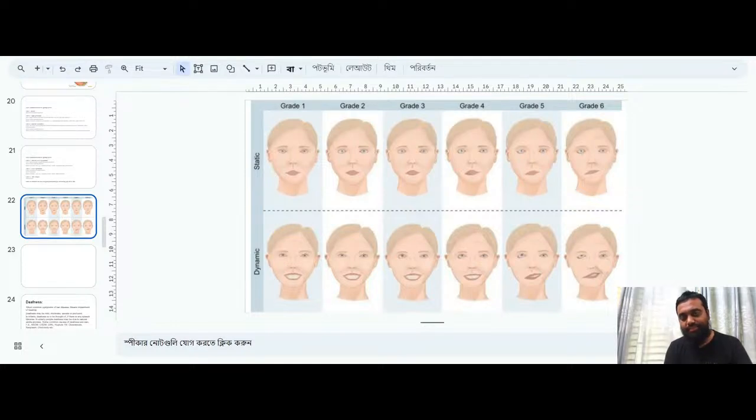But grade 6 is very clear cut. We can see that the angle of the mouth is deviated toward this side. The eye is very asymmetric, and the forehead is also asymmetric. In this figure, there is the facial palsy on this side.